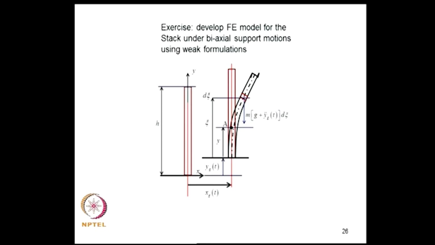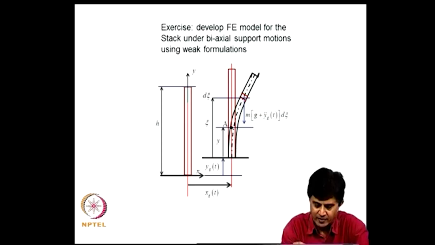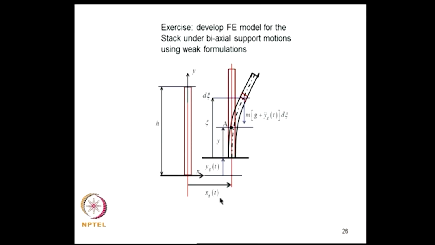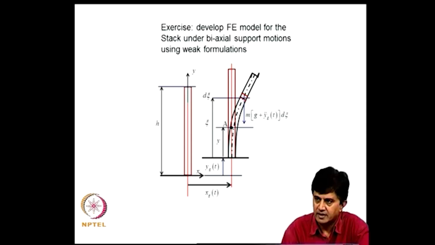Now, as an exercise, I would suggest the problem of a stack under biaxial earthquake ground motion that we formulated in the previous lecture. The exercise is to develop a finite element model for this structure using the weak formulation. That means you start with the given partial differential equation, include the parametric excitation terms and of course the time dependent boundary support motion, and then discretize it using, say, Euler-Bernoulli beam formulation, just as you have done for the vehicle structure interaction problem. Here again you will see that the structural matrices would be time dependent.